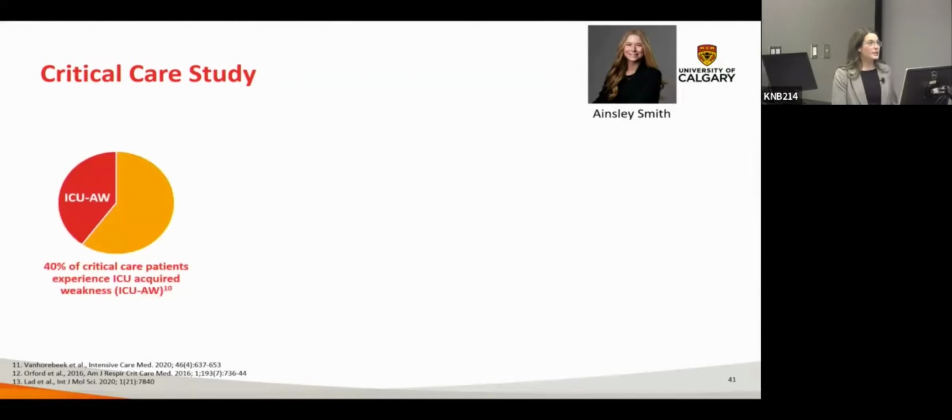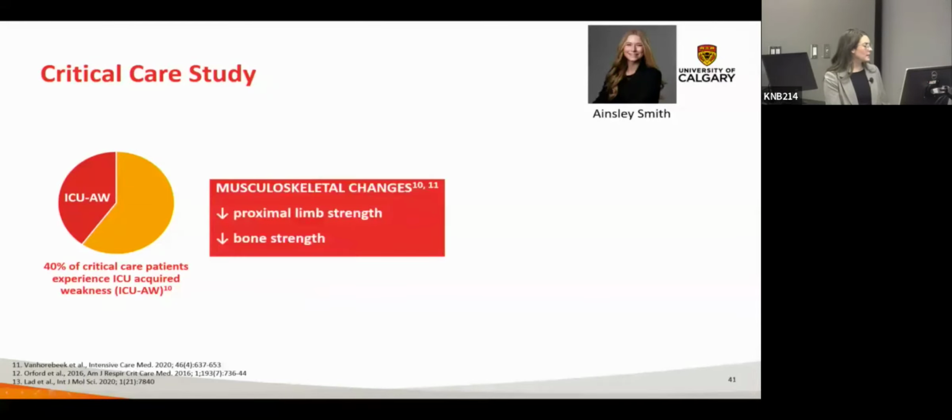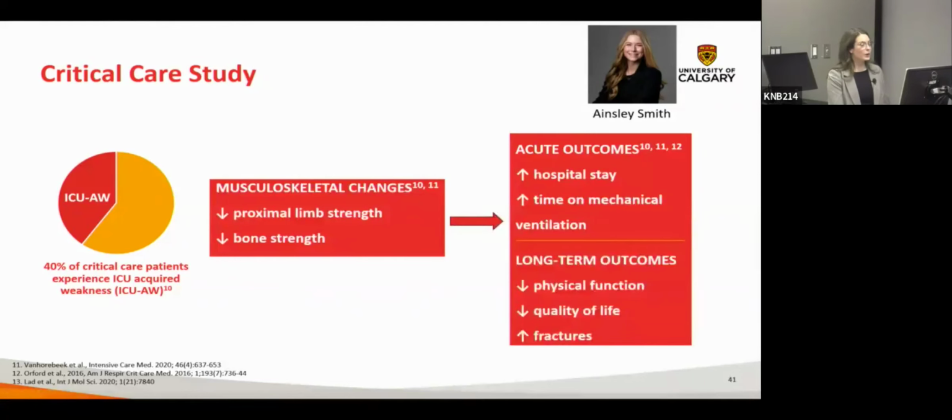The reason why we care is that approximately 40% of patients admitted to the ICU acquire something called ICU-acquired weakness. It's a pretty umbrella term, but what that means is that there are overall musculoskeletal changes. We see a decrease in proximal limb strength and then an overall decrease in bone strength. For acute outcomes, this usually means an increase in hospital stay as well as an increase in the time you spend on mechanical ventilation if you're already on ventilation. Some long-term outcomes are a decrease in physical function, a decreased quality of life, and overall increased risk of suffering a fragility fracture.